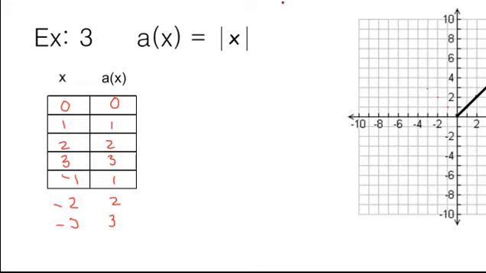Let's plot the other half of this. There we go. We got a V-shaped graph. Put arrows at the end here, to show it goes infinitely far. Okay.